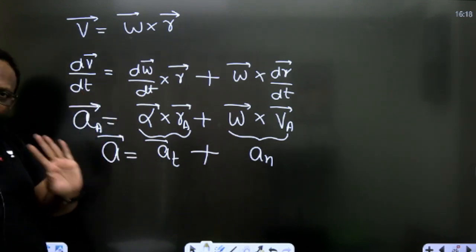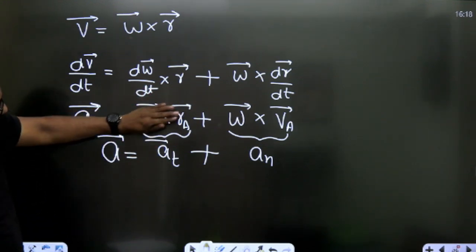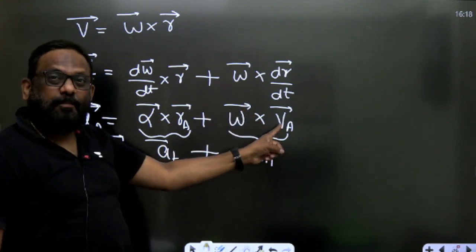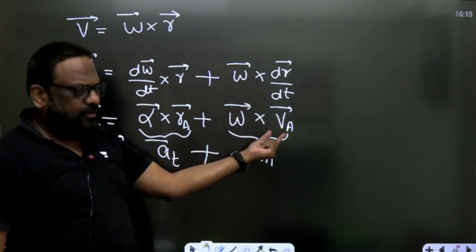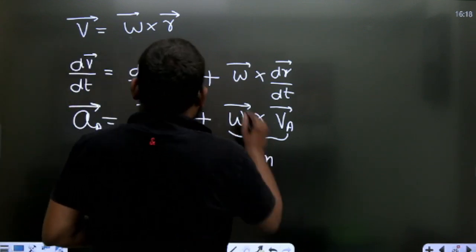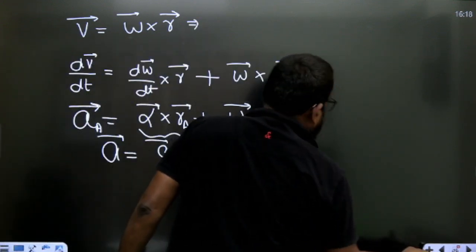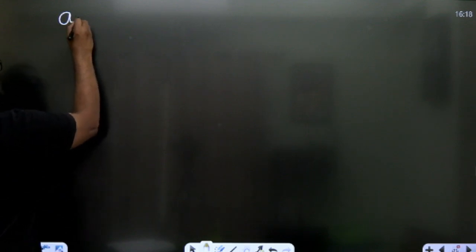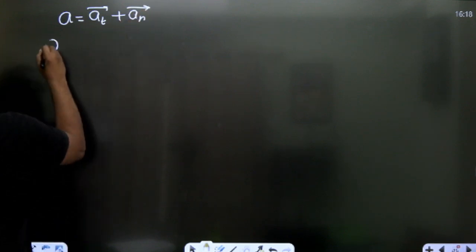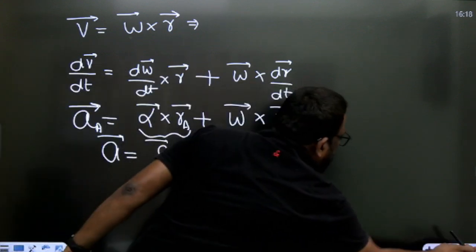So already the alpha vector is known, already the r vector is known. I'll calculate the cross product, and with this cross product I get the tangential acceleration. Okay. Already omega is known, already the velocity at point A is known. I'll take the cross product of these and I'll get the normal acceleration. Finished, sir. Now look, therefore I write here the acceleration is given by, the total acceleration is given by tangential plus normal. The tangential acceleration, as I just told, what is the tangential acceleration? Alpha cross r.